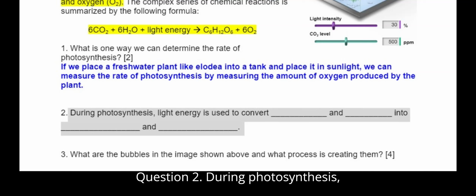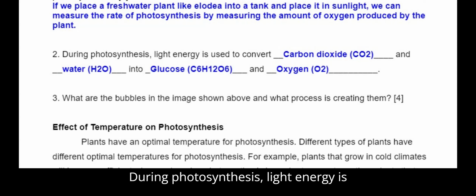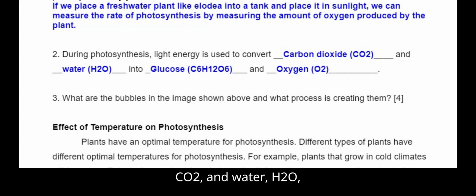Question 2. During photosynthesis, light energy is used to convert blank and blank into blank and blank. During photosynthesis, light energy is used to convert carbon dioxide, CO2, and water, H2O, into glucose, C6H12O6, and oxygen, O2.